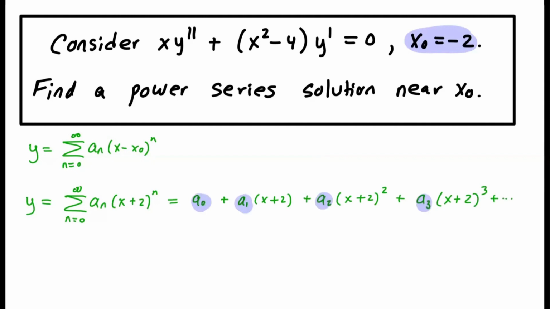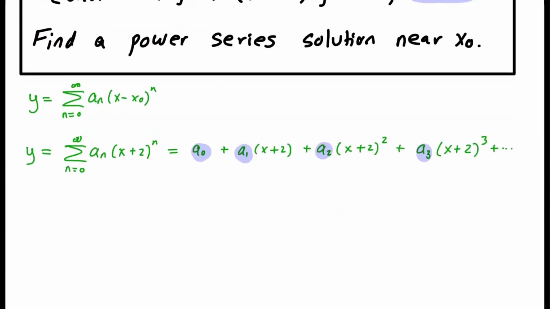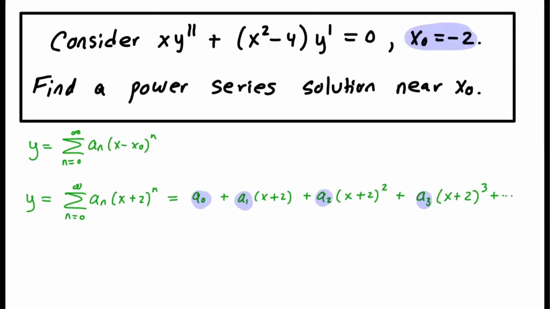At the end, we are going to fill in our coefficients in terms of a sub 0 and a sub 1, and we'll modify a sub 2 and a sub 3 based off those coefficients. So let's go ahead and do that. We need to find the first derivative and second derivative, and that's what we're going to substitute in.